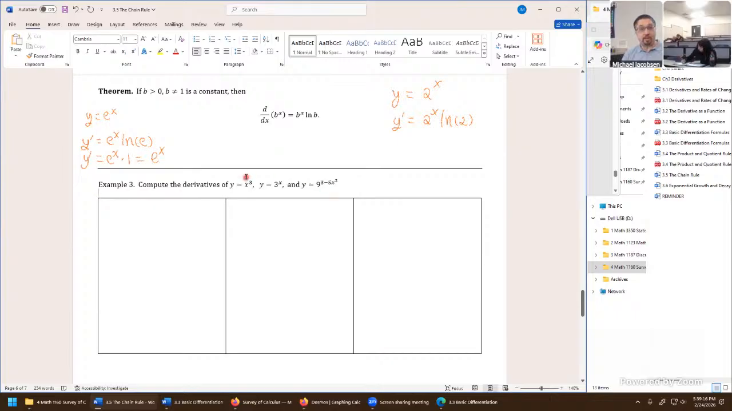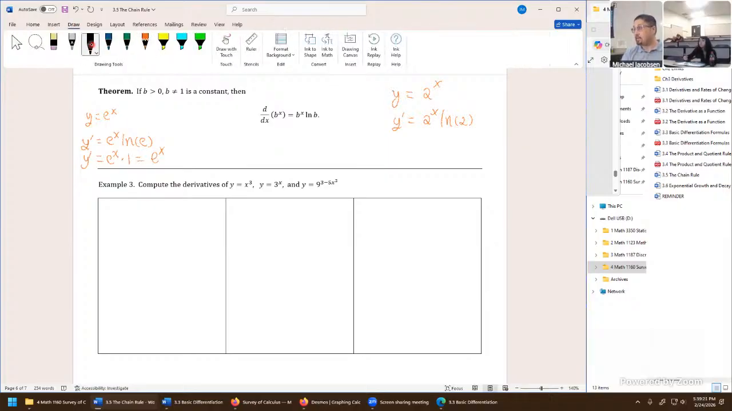So if we're differentiating y equals x cubed, we know how to do that. We'll use this idea. Power rule because it's a power function. Why is it a power function? It's because x is the base, not the exponent. So if we have y equals x cubed, this one's not too bad. You would say y prime is 3x squared.